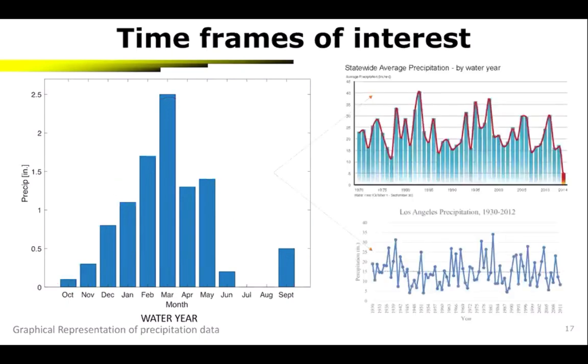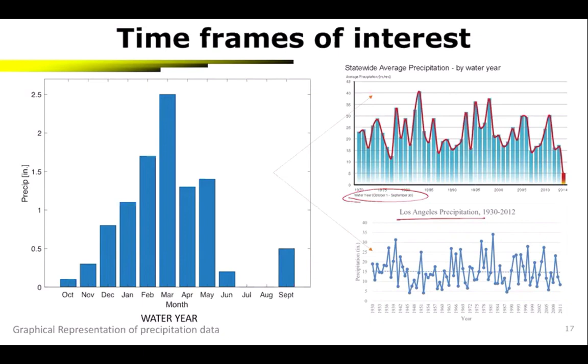These are a couple of examples. The top graph is the statewide average precipitation by water year for California. You can see here, in very small print, it says water year, October 1st to September 30th. It's just the way we generate our data set. And on the bottom here is Los Angeles precipitation. Again, this data set is organized by water year.